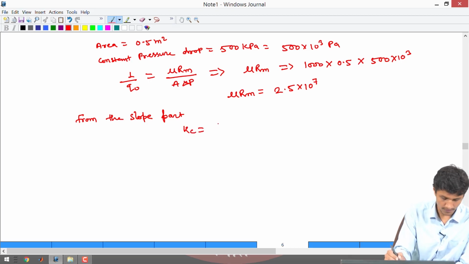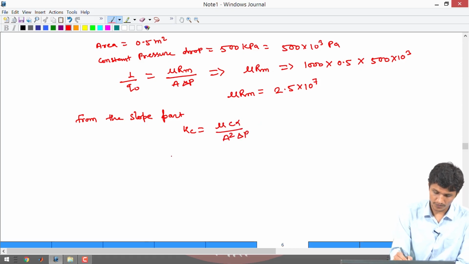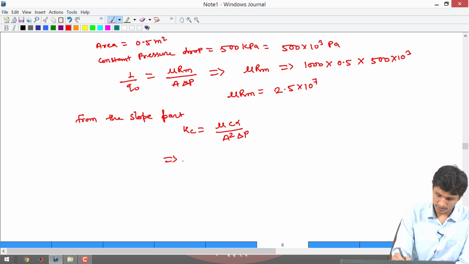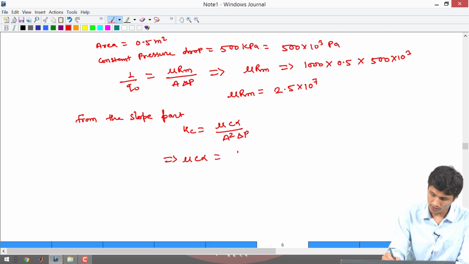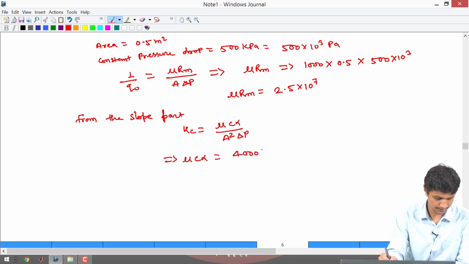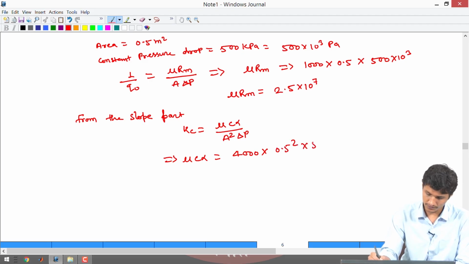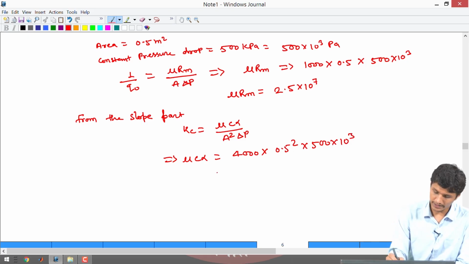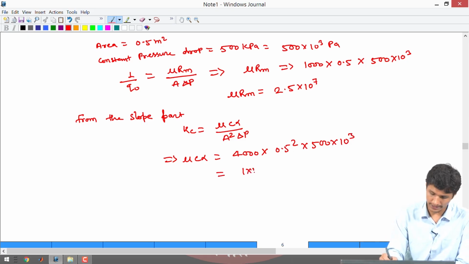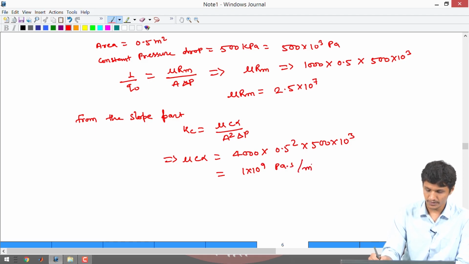Kc equal to mu c alpha by A square delta p. From this equation I am going to calculate mu c alpha equal to 4000 into 0.5 square into 500 into 10 power 3. It will give the value of 1 into 10 power 9 Pascal second per meter square.